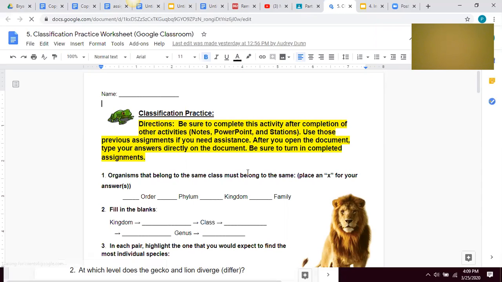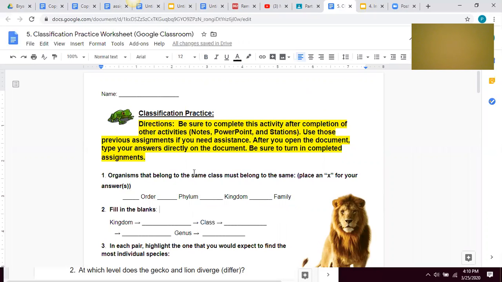you're going to take everything that you've learned thus far on classification this week and use it to show me what you learned. Okay, so you can use your notes, you can use your PowerPoint, you can use your station, and then you're going to just practice showing me what you know. I will tell you on number 1, there's 2 answers. And if you cannot figure out how to put an X like that, then you could maybe just select your answers, because I said there's 2 answers, and highlight them, okay?